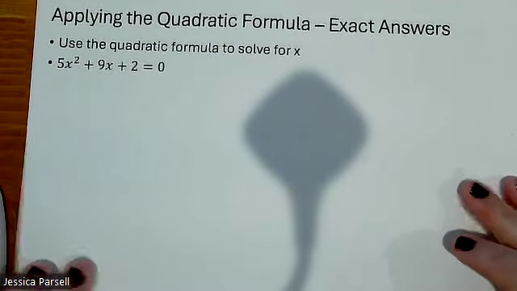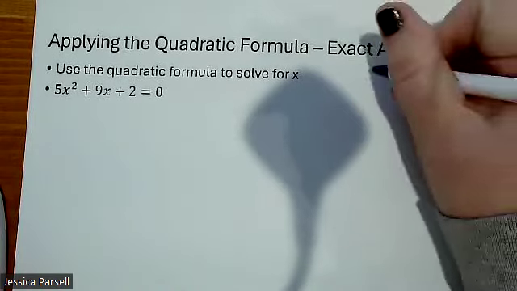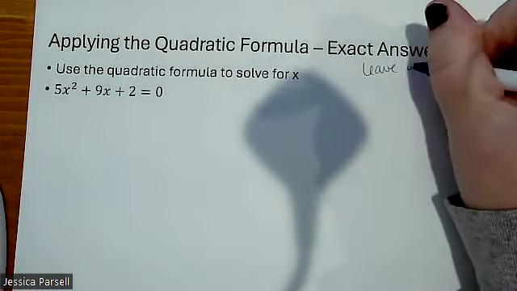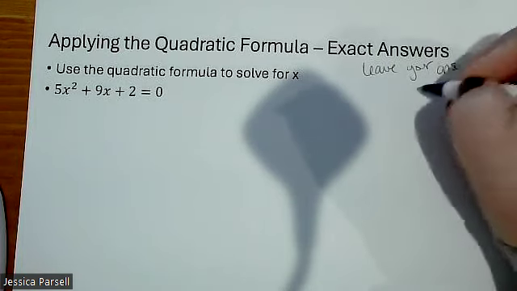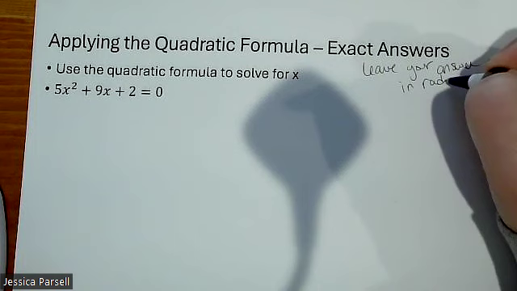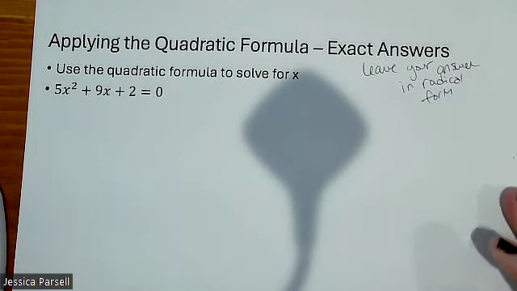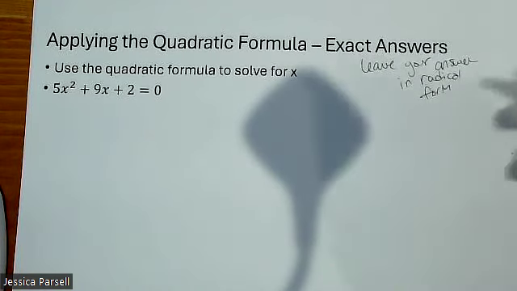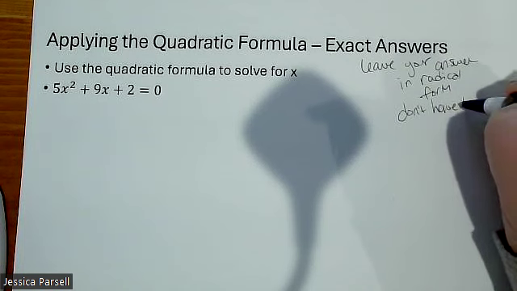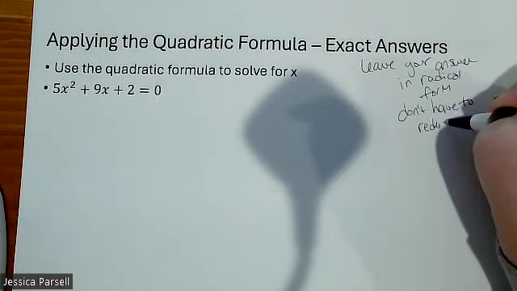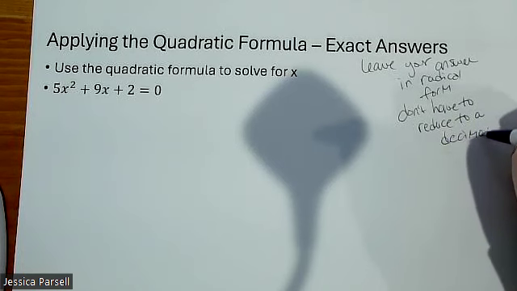Okay, when they ask you to give an answer in exact, that means you can leave your answer in radical form. So you don't have to go all the way down to a decimal. You don't have to reduce to a decimal. And we'll look at a couple examples of why or how this looks.